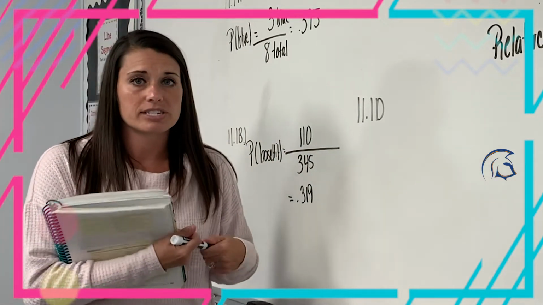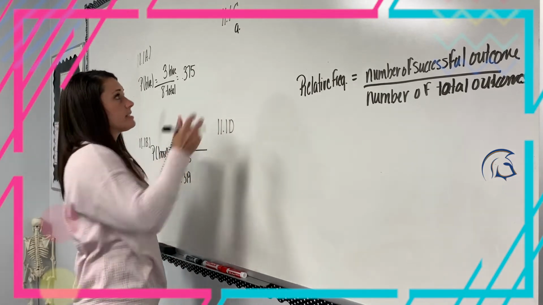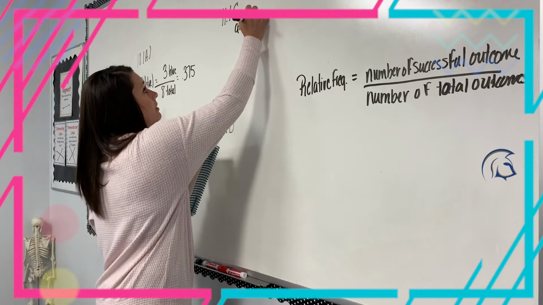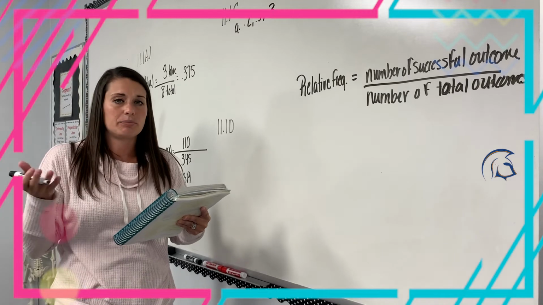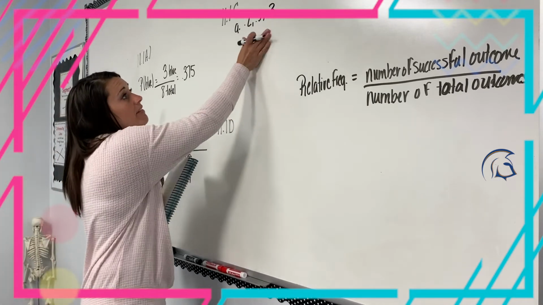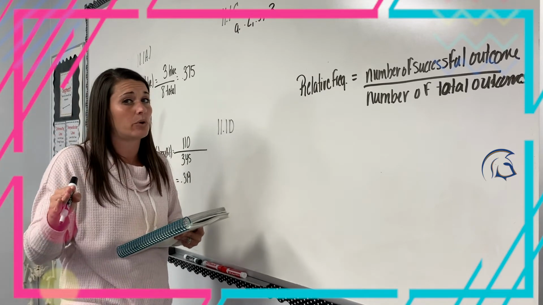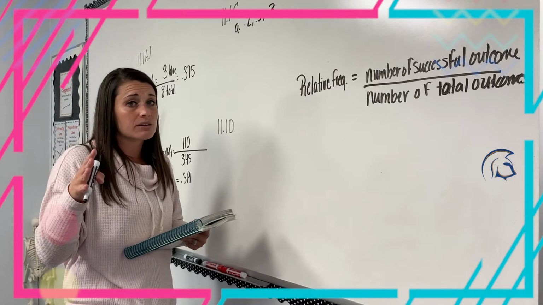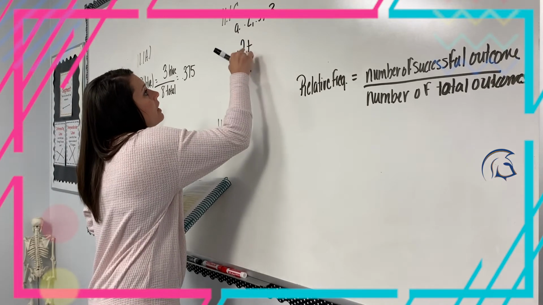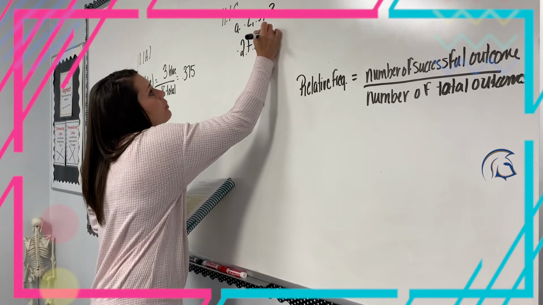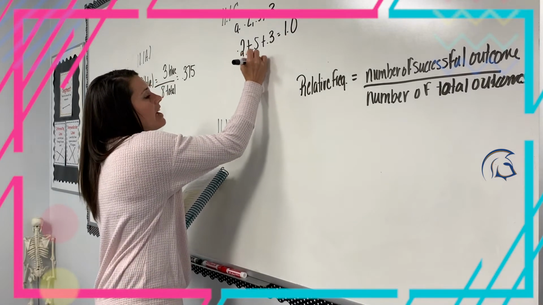Okay, let's look at your examples. 11.1c. The A part gives you a list of probabilities, 0.2, 0.5, 0.3. It just asks you, is this a valid probability? Well, when you have this group, you have to add them together to figure that out. If your total is greater than 1, it's not valid. If your total is less than 1, it's not valid, okay? So when you add 0.2 plus 0.5 plus 0.3, you get exactly 1. So it is a valid probability.